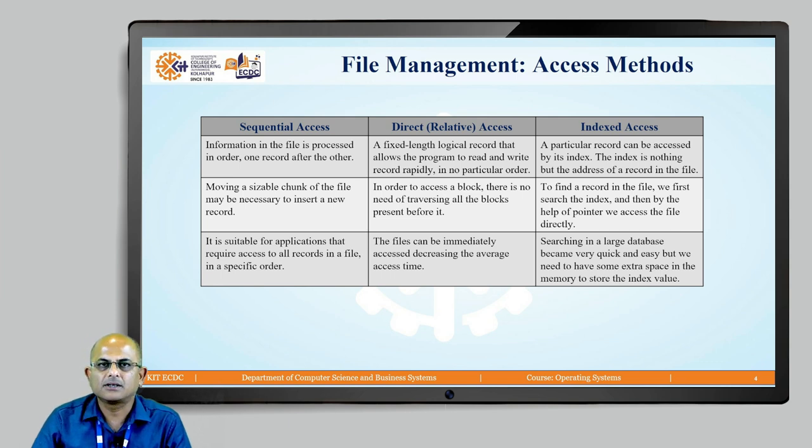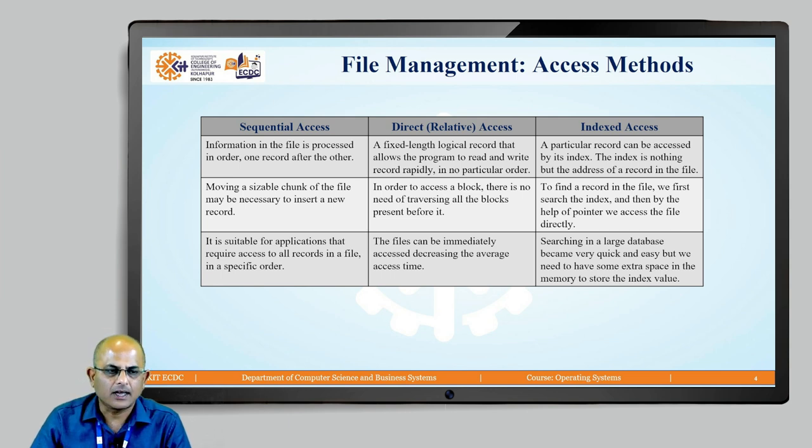In direct access, basically it's a fixed length logical record that allows the program to read and write rapidly in no particular order. That is, you can directly go to one particular point or one particular location to read the content or to write the content in that location. So that is why it is called direct access. Then comes indexed access, where a particular record can be accessed by an index.